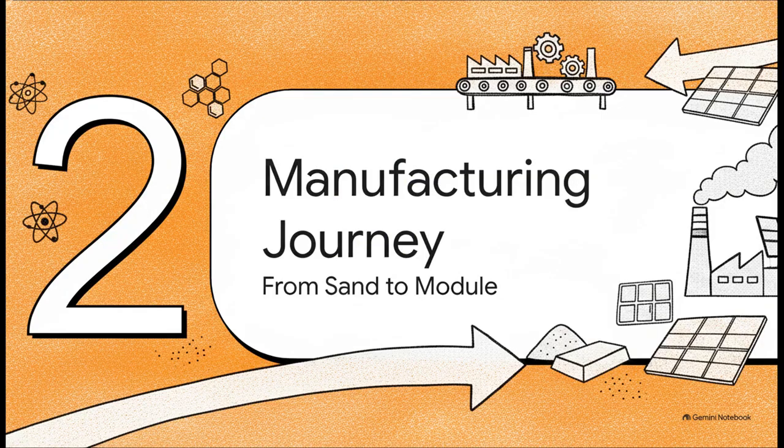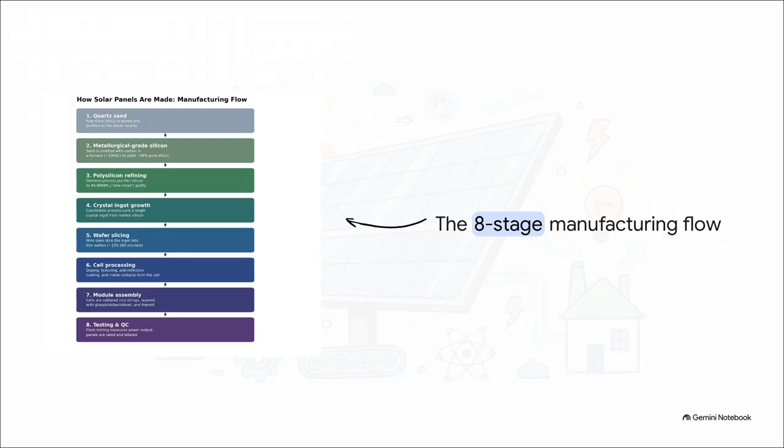Moving right along to section 2, manufacturing, the epic journey. Now that we understand the really delicate atomic physics, let's talk scale. Turning raw dirt into a quantum-level power generator is no small feat. It is an epic 8-stage manufacturing flow that demands extreme temperatures and absolute chemical purity. It's honestly a true marvel of modern manufacturing.